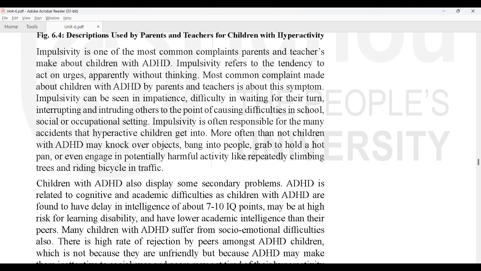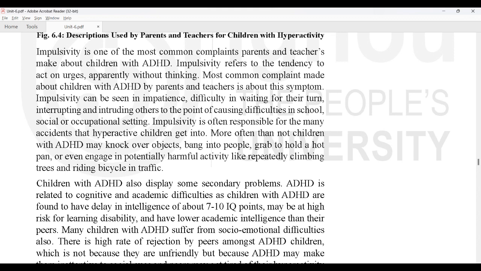Impulsivity is one of the most common complaints parents and teachers make about children with ADHD. Impulsivity refers to the tendency to act on urges, apparently without thinking. Most common complaint made about children with ADHD by parents and teachers is about this symptom. Impulsivity can be seen in impatience, difficulty in waiting for their turn, interrupting and intruding others to the point of causing difficulties in school, social or occupational setting.